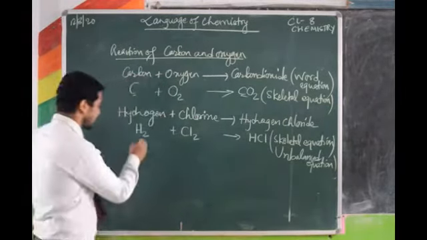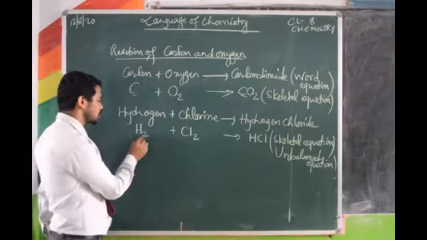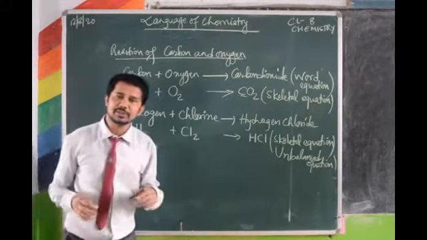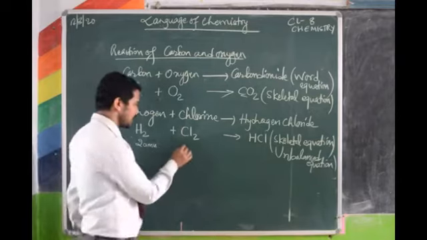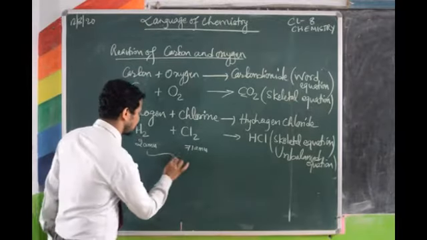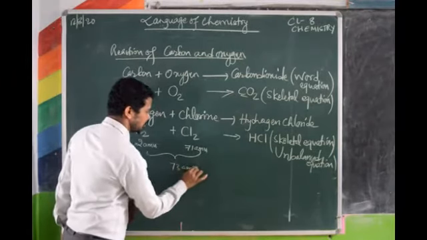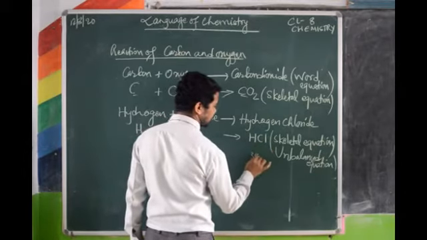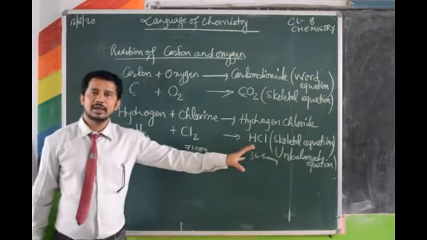For example, the mass of one hydrogen atom is 1 AMU, and the mass of 2 hydrogen atoms is 2 AMU. The mass of 1 chlorine atom is 35.5 AMU. Last time I told you to learn all this also. So 2 atoms make 71 AMU. That means the reactants total 73 AMU. But if you calculate here, it comes to 1 plus 35.5, so we get 36.5 AMU only. So a lot of mass is lost.